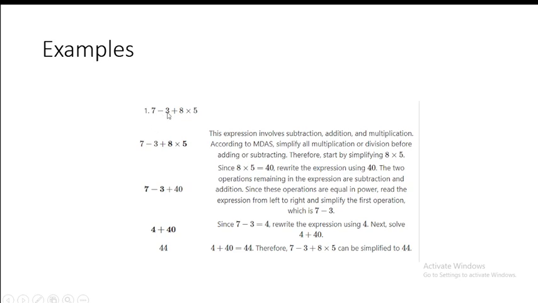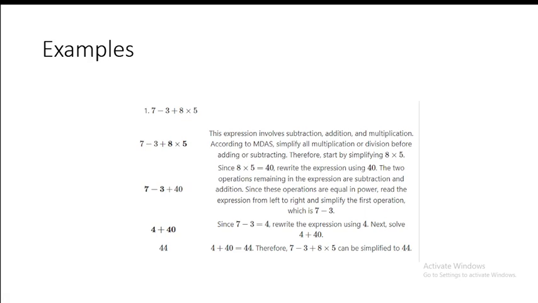We have 7 minus 3 plus 8 times 5. This expression involves subtraction, addition, and multiplication. So according to MDAS, simplify multiplication or division before adding or subtracting. So therefore, we start by simplifying 8 times 5, which will give us 40.